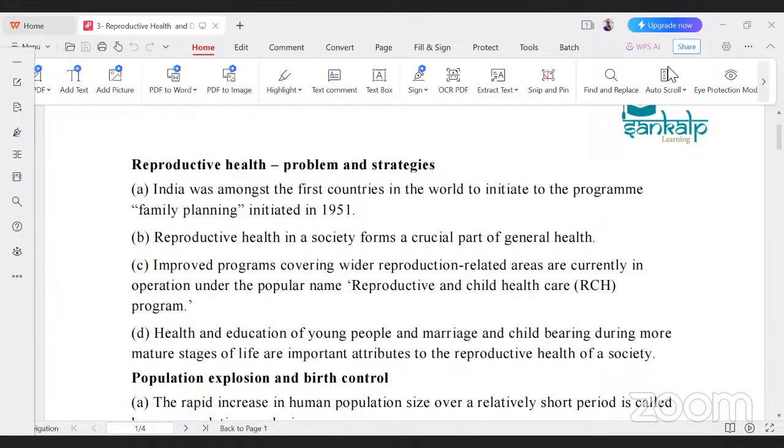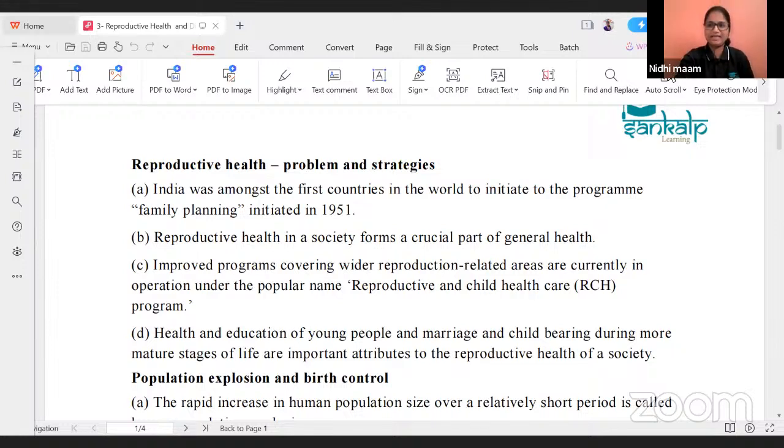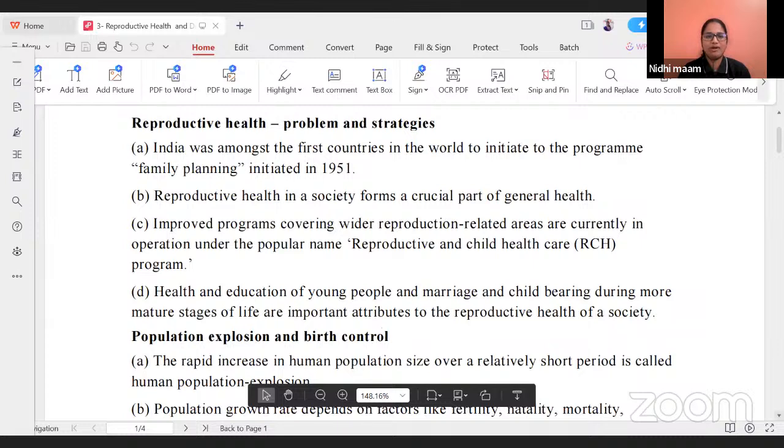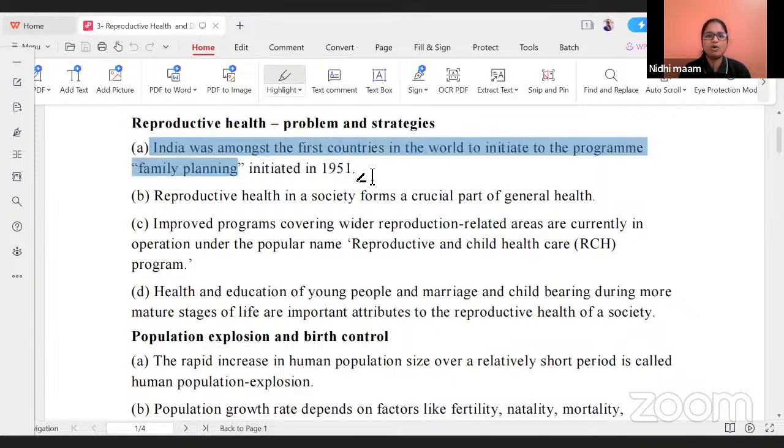Before solving multiple choice questions directly, let us look into the CET notes of the respective chapter. So here you can see a few points. India was the first country in the world which initiated the program of family planning in the year 1951. Very important.